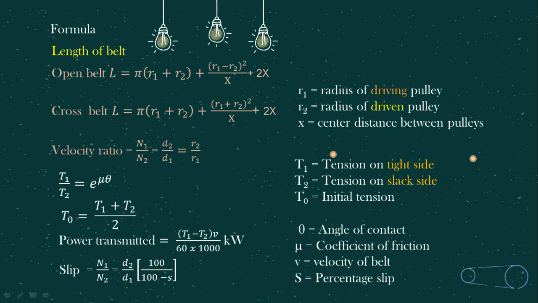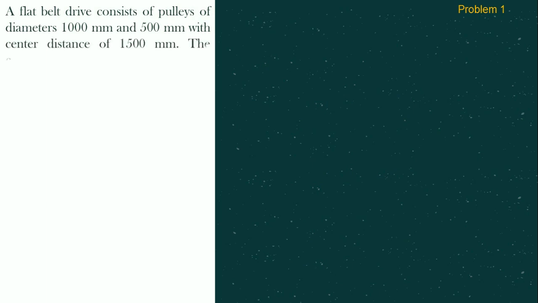Let's consider problem number 1. A flat belt drive consists of pulleys of diameter 1000 mm and 500 mm with a center distance of 1500 mm. The coefficient of friction between the pulley and the belt is 0.3. When the maximum tension in the belt is 700 Newton, find the effective pull of the belt drive.